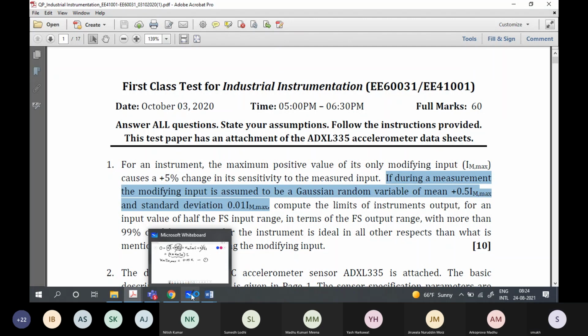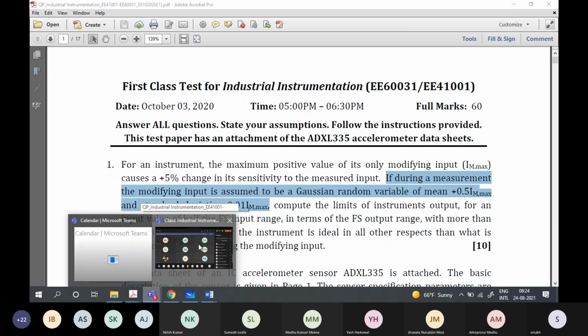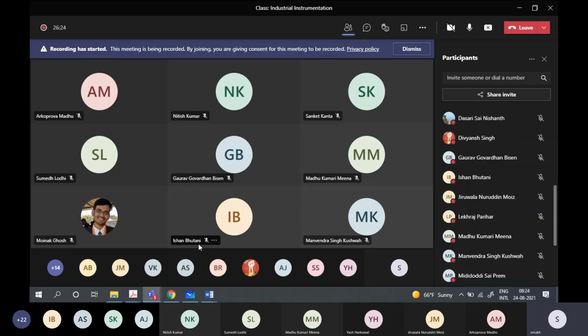Any response? Nobody wants to say anything? If a random variable of mean value 0.5 Imax and standard deviation 0.01 Imax is drawn, what is the largest value of that variable possible?